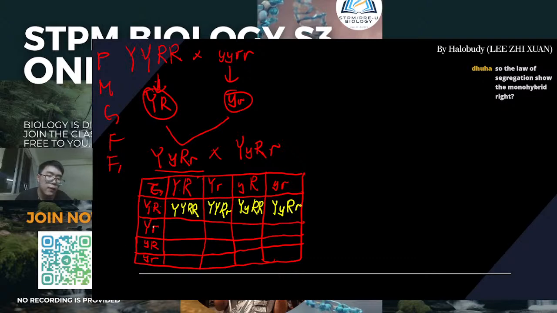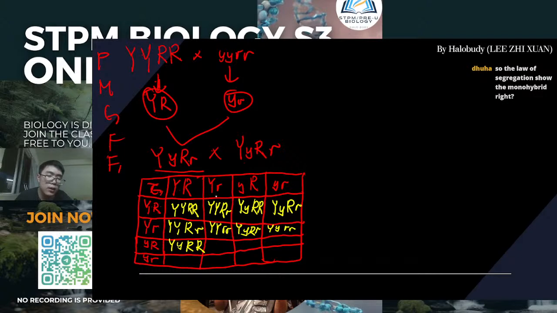Okay, next, for this one, both are capital Y, and one capital R, small r. And then this one, both are also capital Y, and both are small r. And then this one is one capital Y, one small y, and one capital R, one small r. And then this one is capital Y, one small y, and both R are small. Okay, then for this one capital Y also, one small y, but both R are capital.